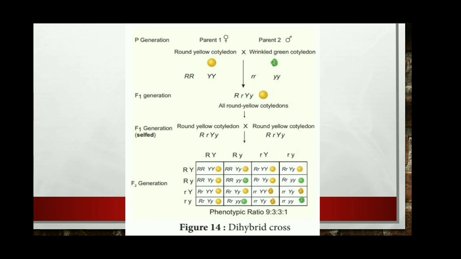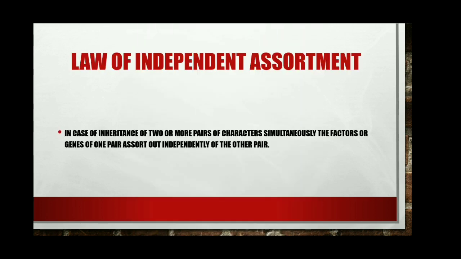That's why this law states that in case of inheritance of two or more pairs of characters simultaneously, the factors or genes of one pair separate out independently of the other pair.